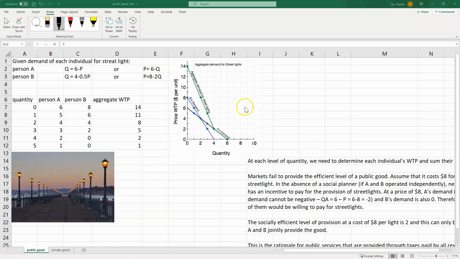Hi everyone. So in this video, I will talk about how to plot the aggregate demand curve for public good and private good. I will use the same example as I used in the lecture notes. So first for the public good.